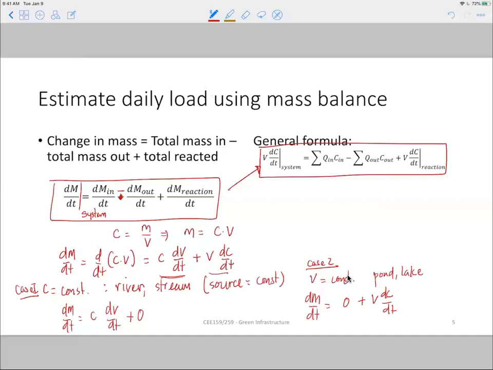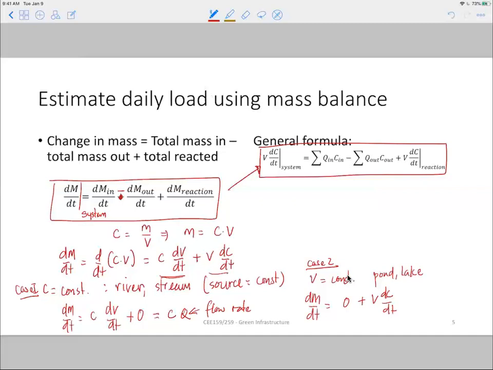So this is how we can change the equation into different forms. And this one we can write as C times the change in volume over time, which is flow rate. Flow rate is essentially how much volume we are adding into a system per unit time. So you can write CQ, where Q is equal to flow rate.